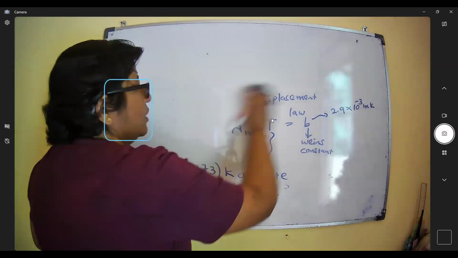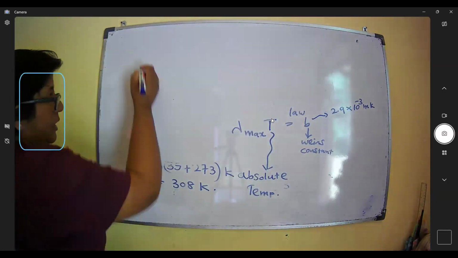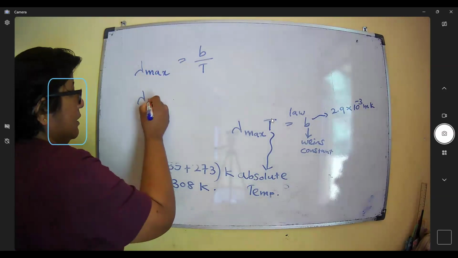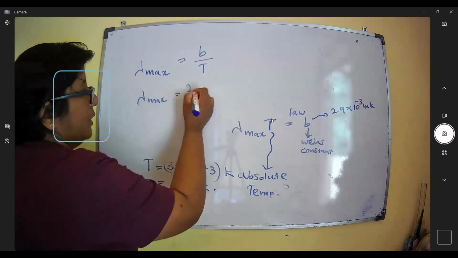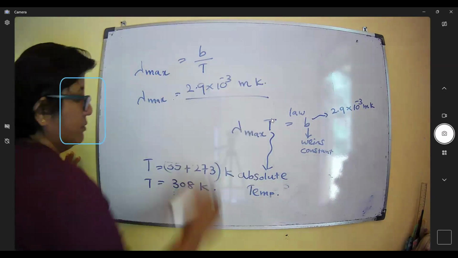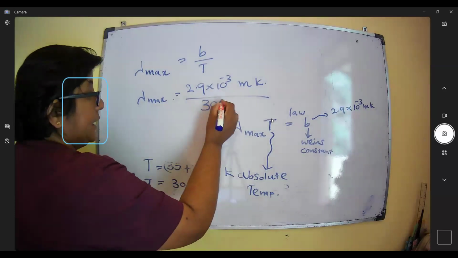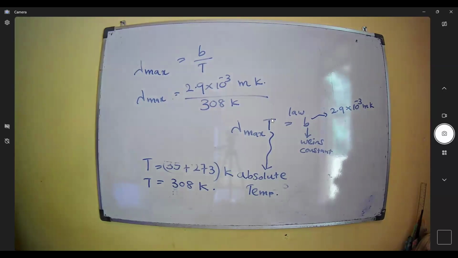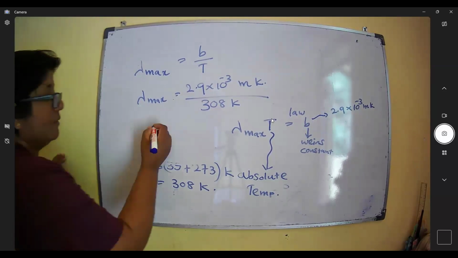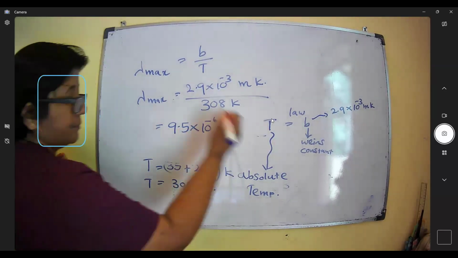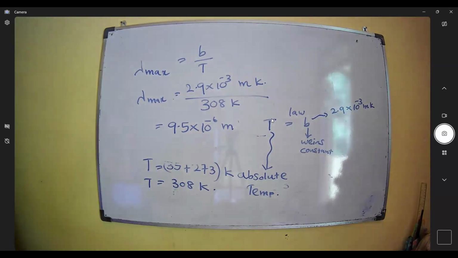Very easy. You only have to remember the equation. Lambda max is equal to B over T, and we consider the units also, 2.9 times 10 to the minus 3 meter Kelvin. Then we substitute the value for capital T, the Kelvin temperature. Then Kelvin cancels out. The unit of maximum lambda is meter. This is equal to 9.5 times 10 to the minus 6 meter. Then you can calculate at home.